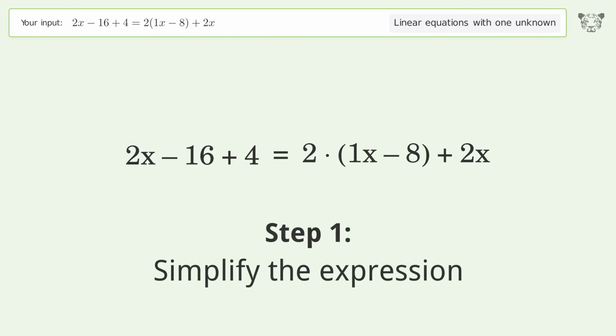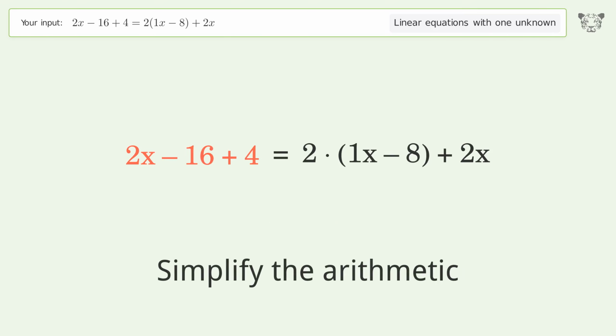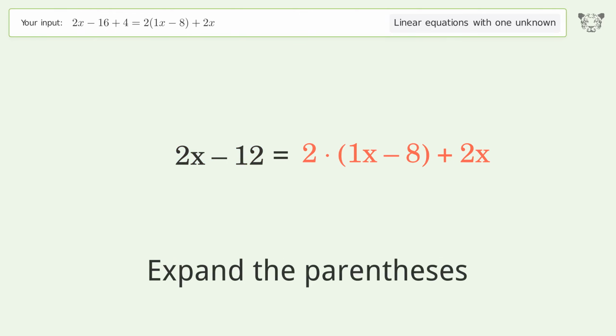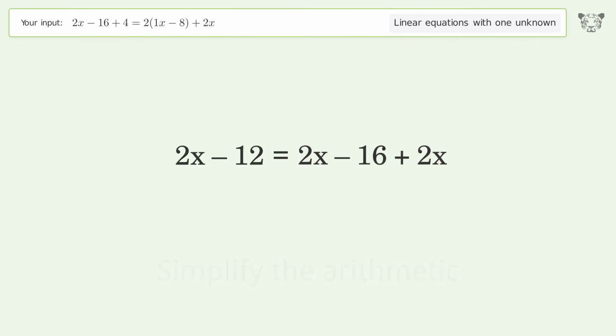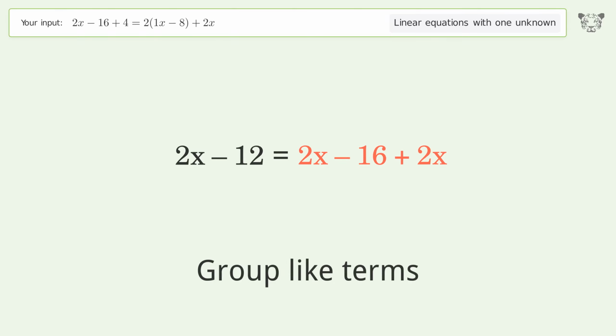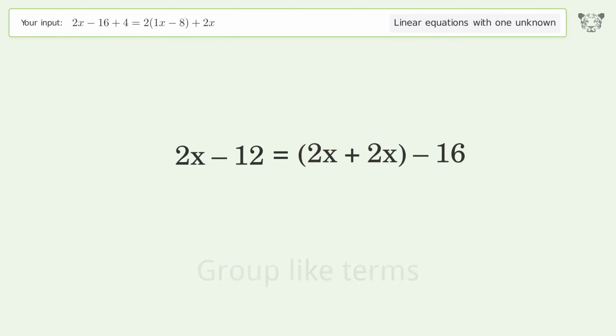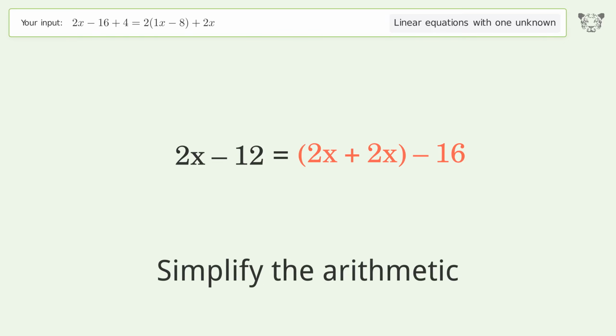Simplify the expression. Simplify the arithmetic. Expand the parentheses. Simplify the arithmetic. Group like terms. Simplify the arithmetic.